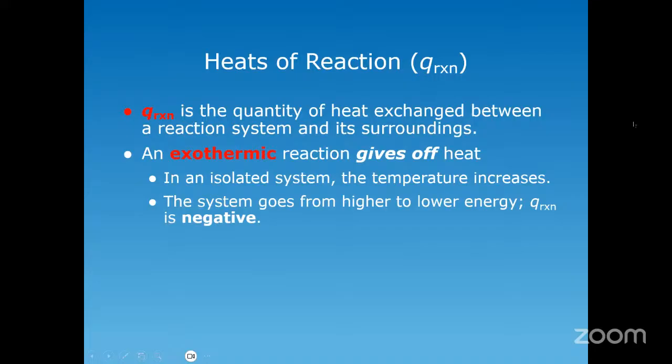So as stated here, if you're dealing with an isolated system, then when you have an exothermic reaction taking place, because heat is given off, the temperature will increase, right? And therefore, as a result, the system will go from a higher to a lower energy level, and therefore the Q of reaction will be negative. So in an exothermic reaction, heat is given off. As you go from reactants to products, there is a loss of energy. The products will have a lower amount of energy compared to the reactants, and therefore Q reaction will be negative.